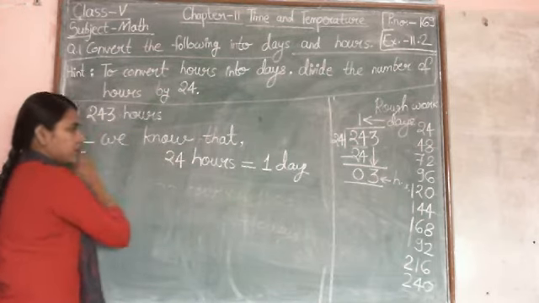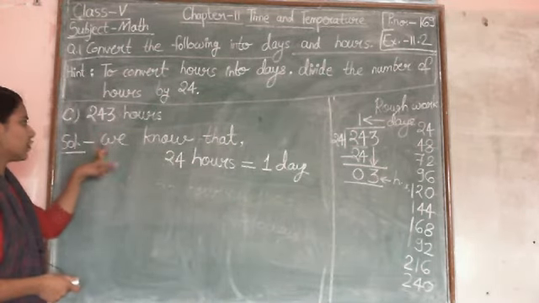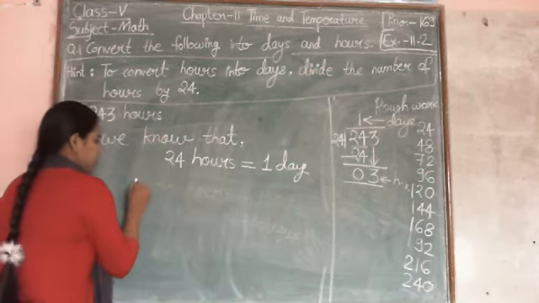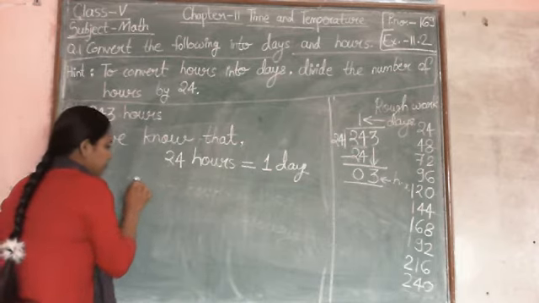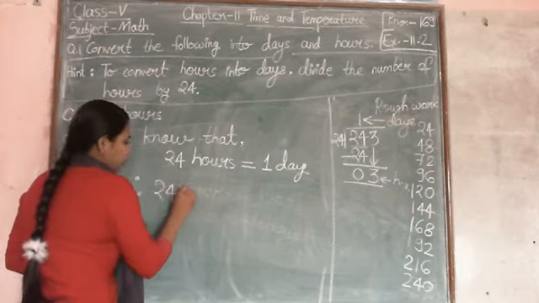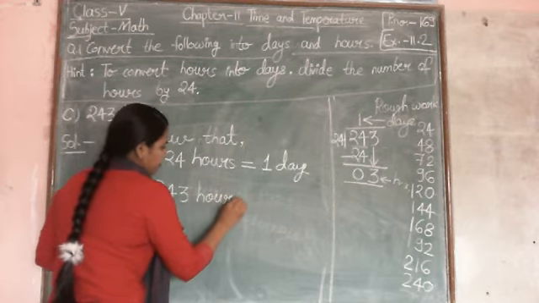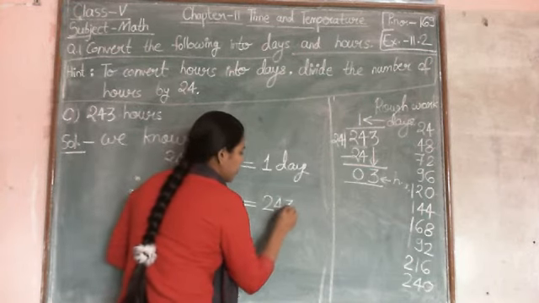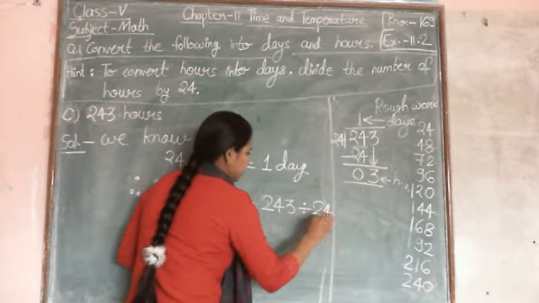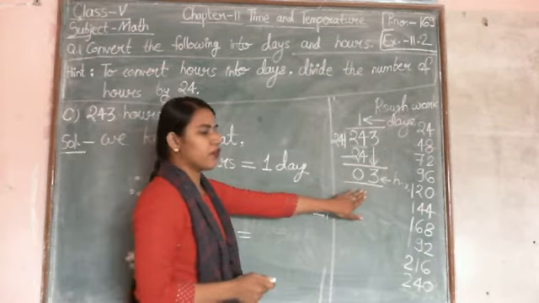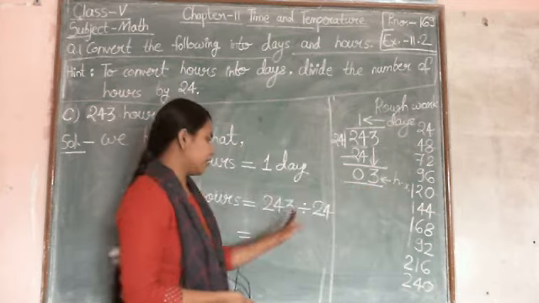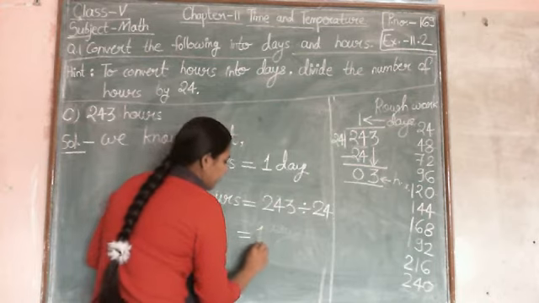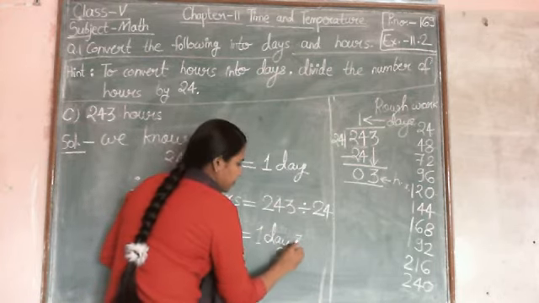So now in the solution part, what will you write? You will write, we know that 24 hours is equal to 1 day. Therefore, in the next line, therefore 243 hours will be equal to, what we will do here? We will divide 243 by 24. And as we have already performed the division in the rough work, we can write down our answer directly. So after division we get 1 day, 3 hours.